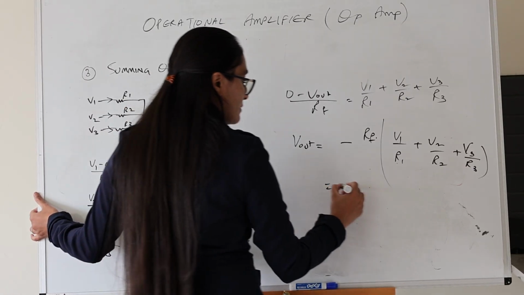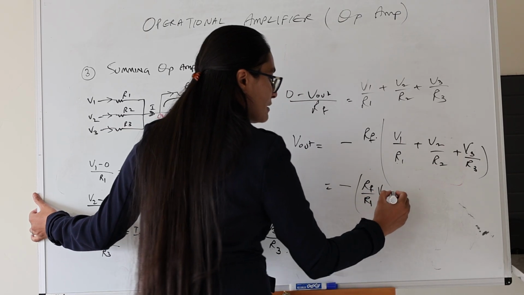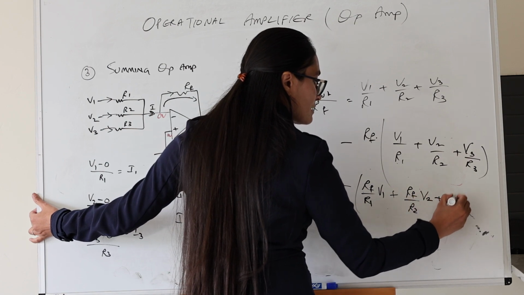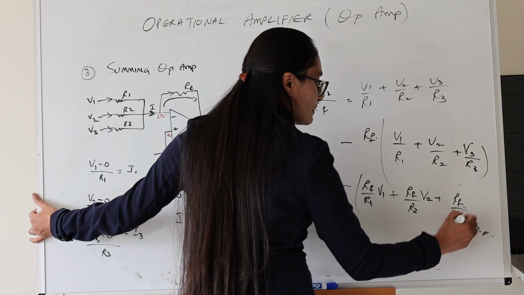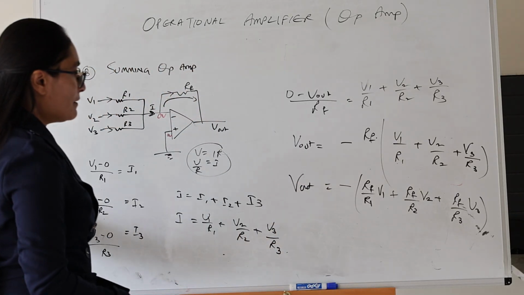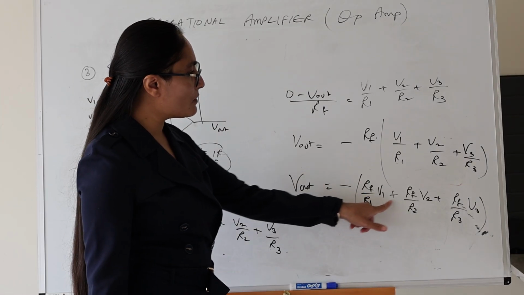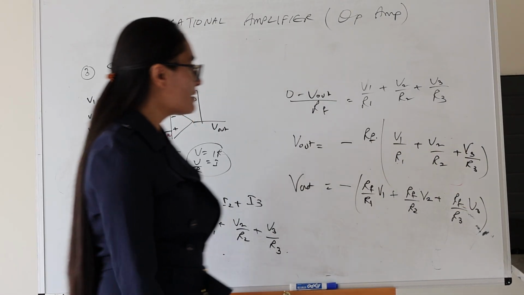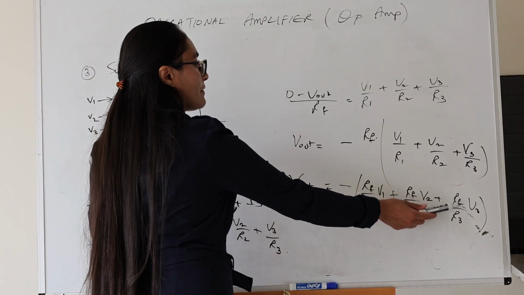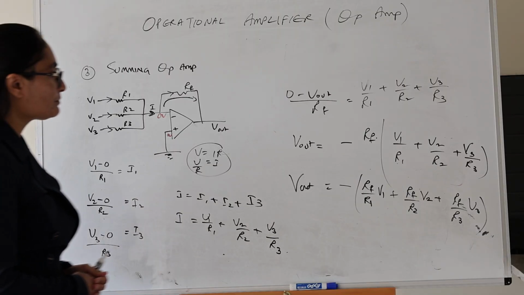We can rewrite this as minus Rf over R1 times V1 plus Rf over R2 times V2 plus Rf over R3 times V3. So that is V out. Here the V out is the weighted sum of V1, V2 and V3, and the weights are Rf by R1, Rf by R2 and Rf by R3. Remember there is a negative here since we're feeding into the negative terminal.